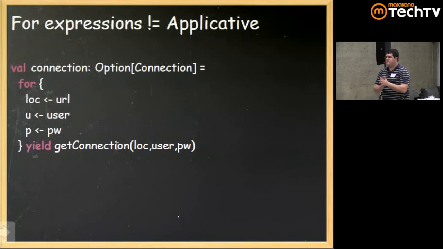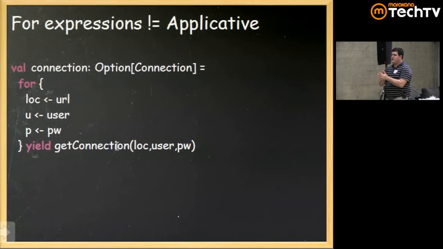The downside is that this is not applicative, and there's a reason why we care about applicative. For expressions are sequential, okay? I have to pull the value out of URL first. If it exists, then I will pull the value out of user. If that exists, then I'll pull the value out of password. But at the top level, I don't know until I've pulled the value out of URL if I will run any of the rest of this function, right?